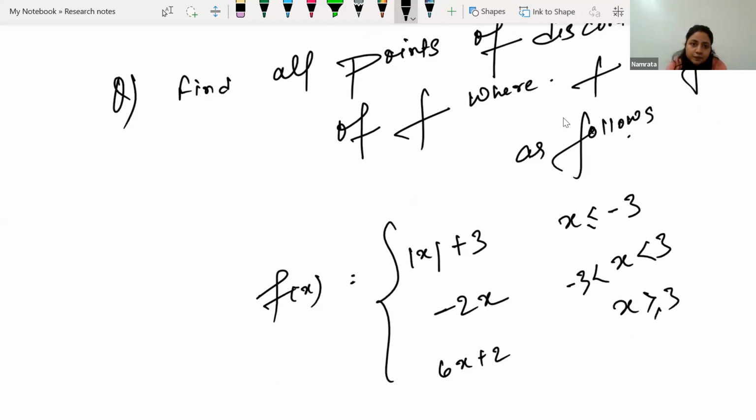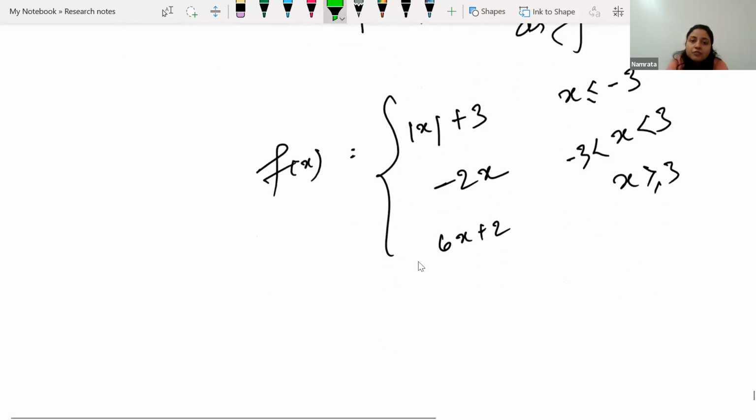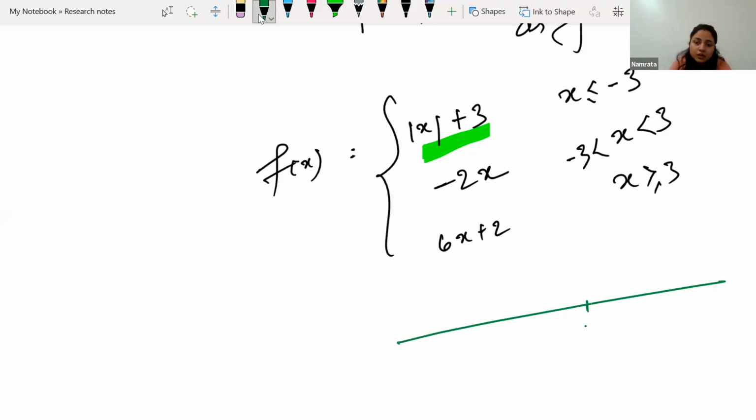Now if we focus over here, modulus of x plus 3 when x is smaller than or equal to negative 3. Suppose we have minus 3, minus 2, minus 1, 0. So x is smaller than or equal to negative 3. If we take the function for this case, can you tell me what can be taken? If we take x out of the modulus sign, will it be positive x or negative x?